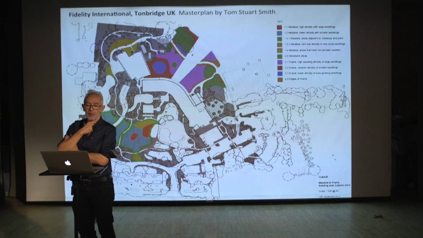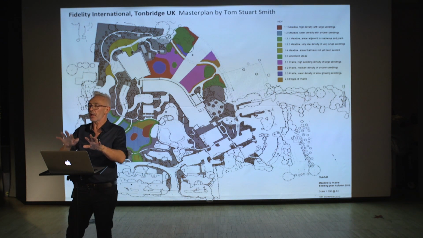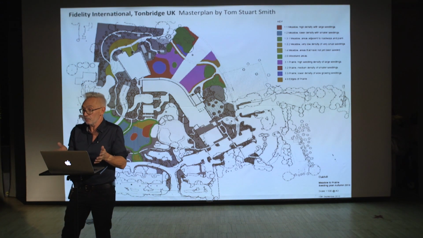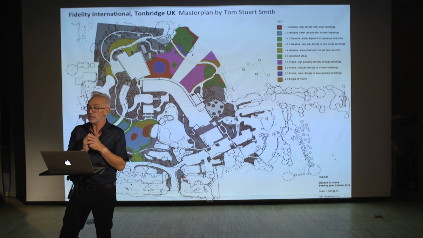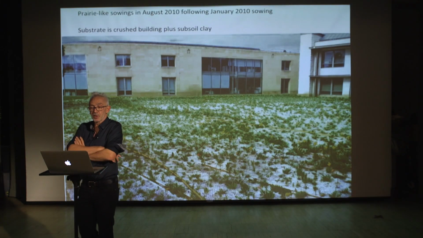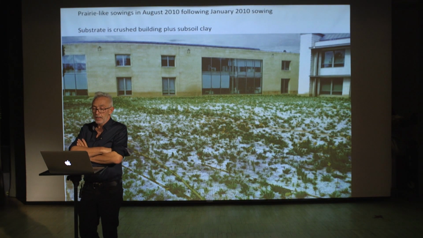And so what we've done around this site is a whole range of native and non-native vegetation. The pink stuff is North American prairie vegetation. And this will give you a sense that the scale is big. These are thousands of square meters. And they're made by sowing. And so here we are in August 2010.